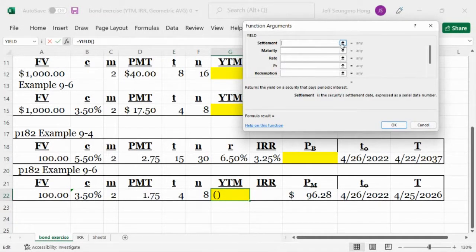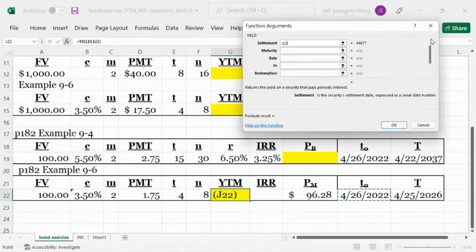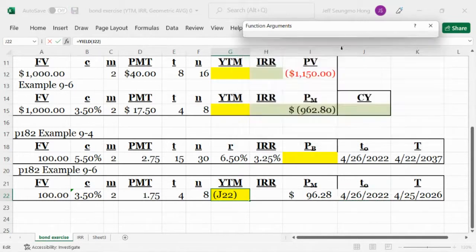Now settlement means settlement date. Settlement date is today's date. What is settlement? Settlement means, suppose you buy this bond today. When you buy something, you have to settle the account, right? That means you have to make payment. You have to pay. You have to bring that transaction to closure. And once you bring that transaction to closure, then your account is settled. Okay? So settlement date.